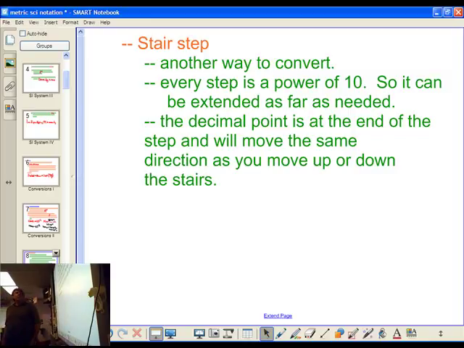All right. So, it's another way to convert. Now, on the stair step, we usually draw 7 steps. And every step is a power of 10, but you can always extend it out. I mean, these are powers of 10. Every time you go a step, it's another power of 10 on that. The decimal point is always at the end of the step, and it moves the same direction as you do with the stairs. You always write the stair step high on the left, low on the right.